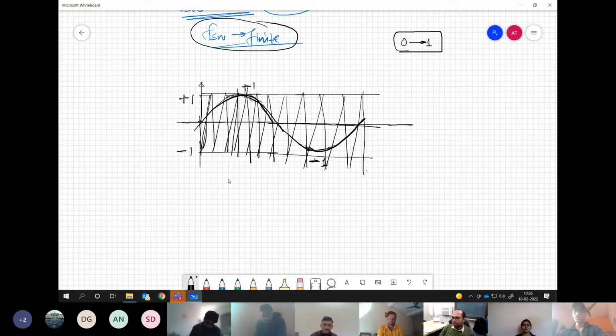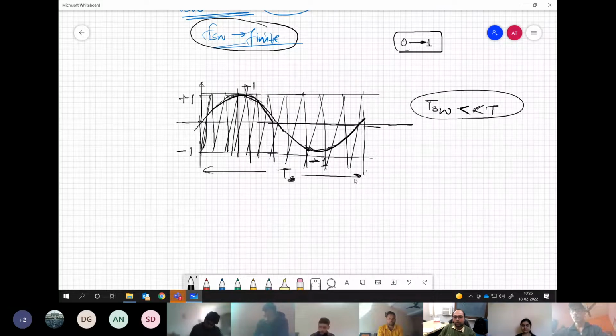So we should have a bipolar ramp kind of carrier. Correct? In other words, when we have said that this T_SW is very, very small compared to the time period T of the fundamental, we are also saying that the change in our fundamental, let's say this value M, the reference signal, within one ramp cycle or carrier cycle is negligible.